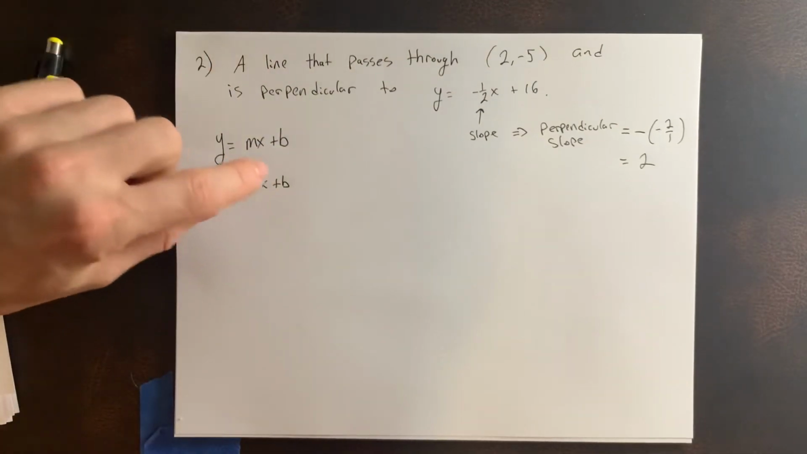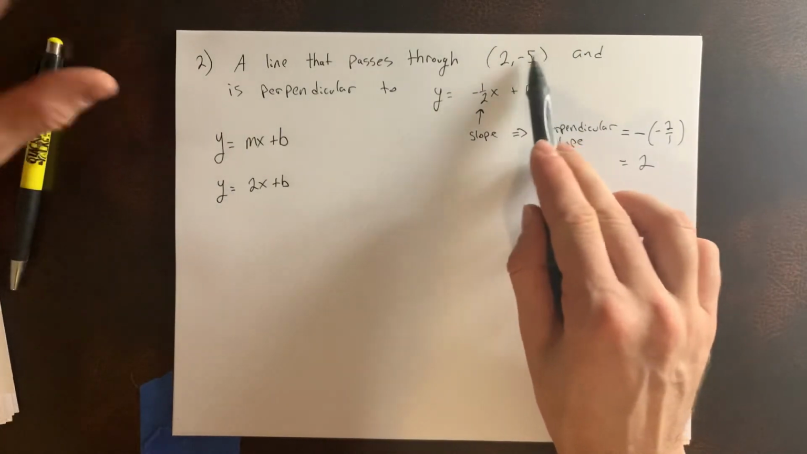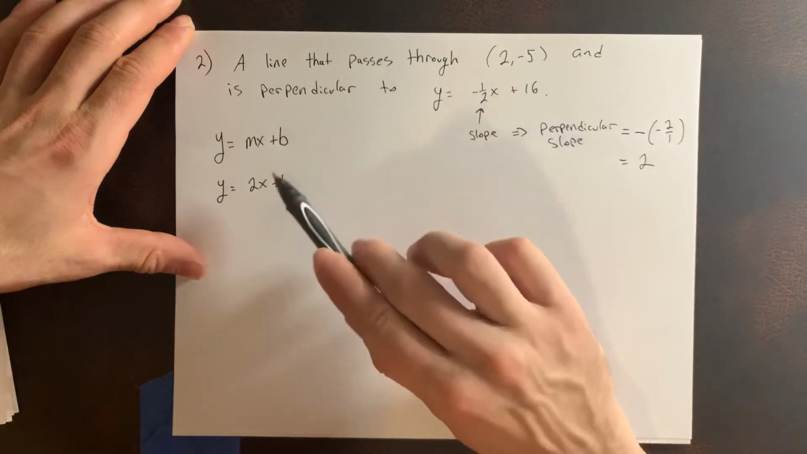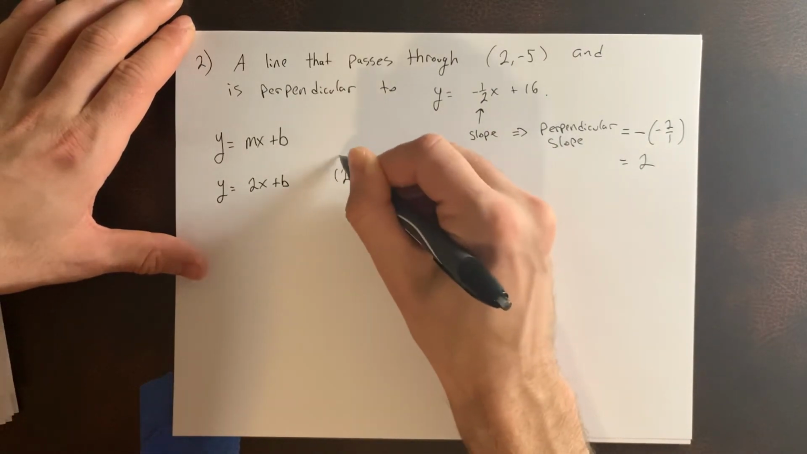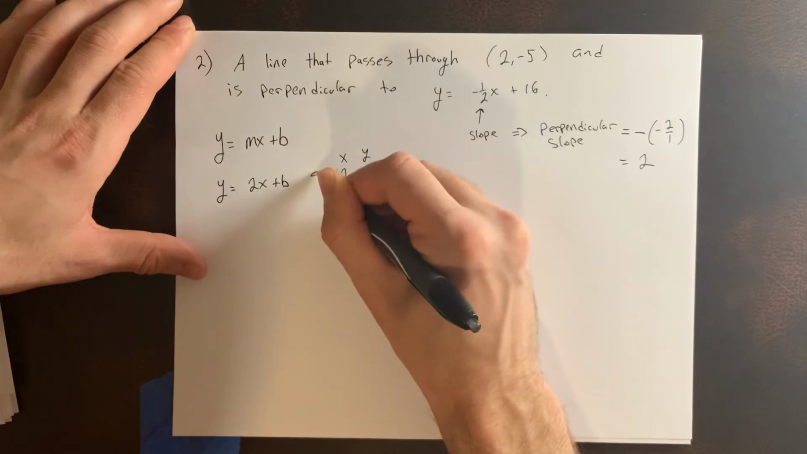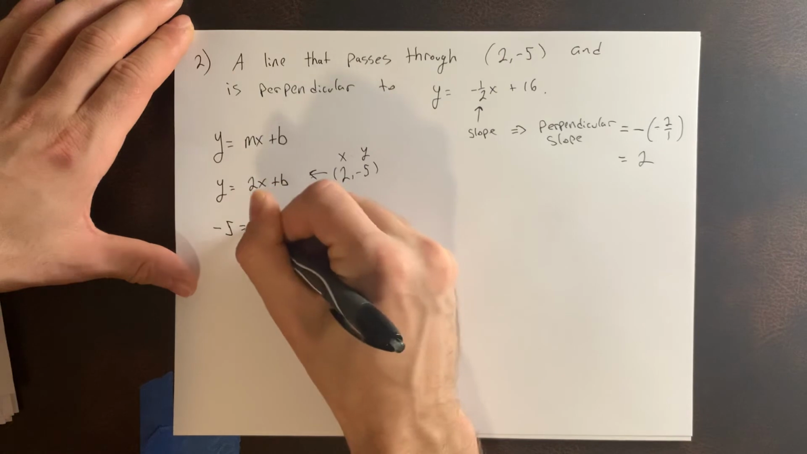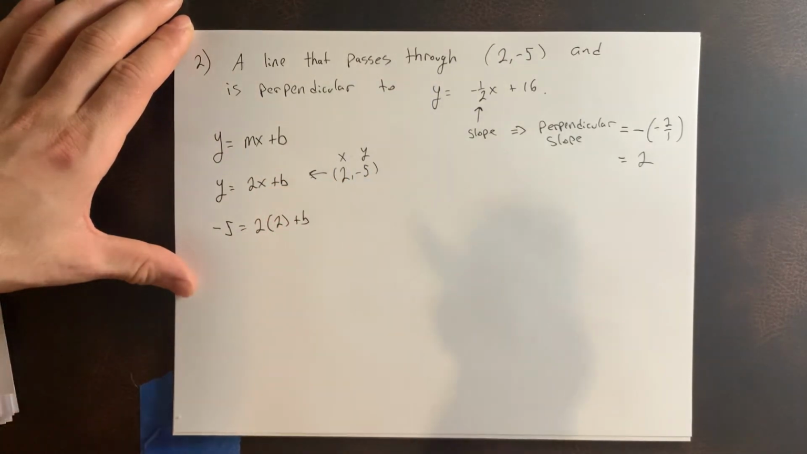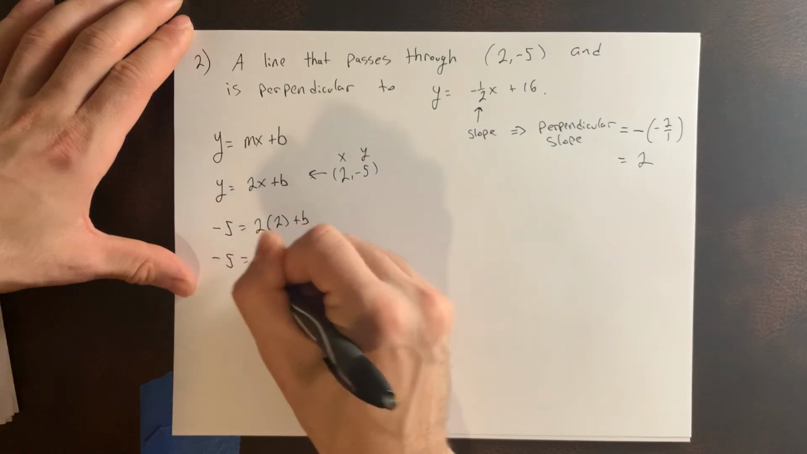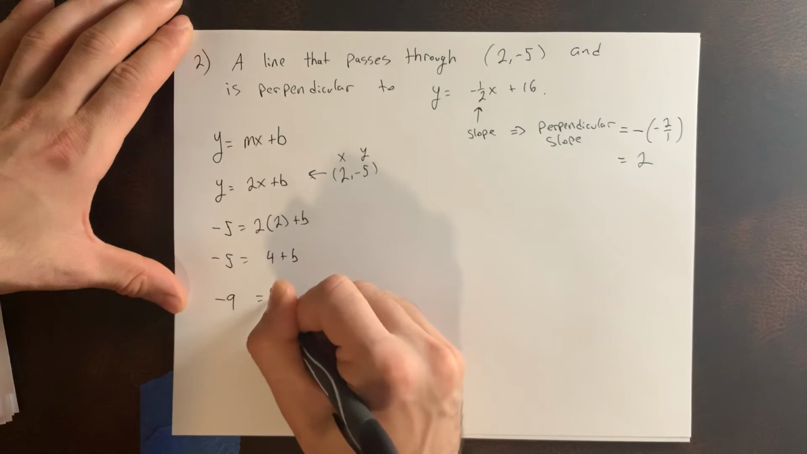Okay, so now we need to find what b is. Before we had 2 points to choose from to plug in here. Now we only have 1 point to choose from. So that doesn't matter. We'll just take this 1 point, plug it in here. So 2, minus 5. Here's your x and your y. So y is minus 5. So we're going to get minus 5 is equal to 2 times x, which is 2, plus b. So minus 5 is equal to 4 plus b. Subtract the 4 over. Minus 9 is equal to b.